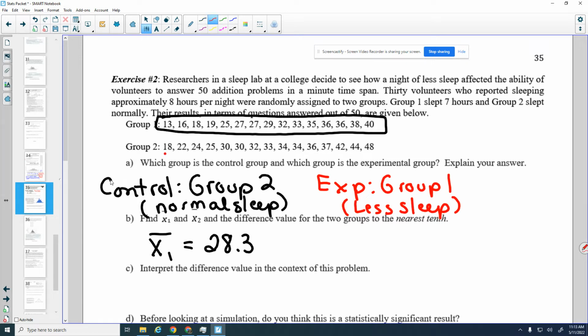And for my group 2, there's also 15. So if I found the second average, I would get an average of 32.6. Now it also asks for the difference value between the groups. We always find the difference value by doing the first group minus the second group.